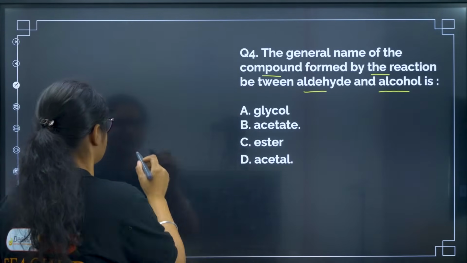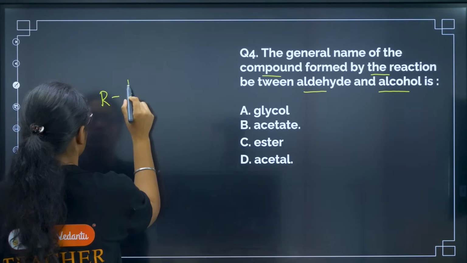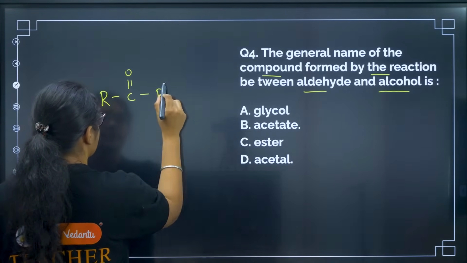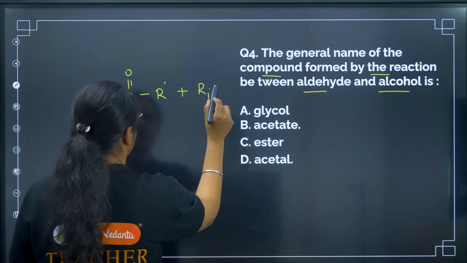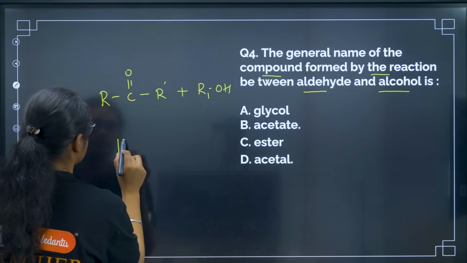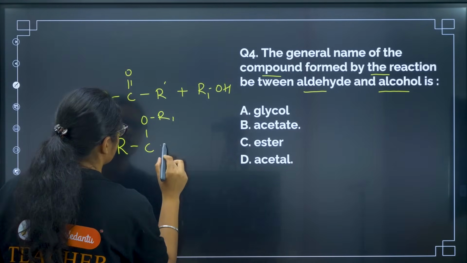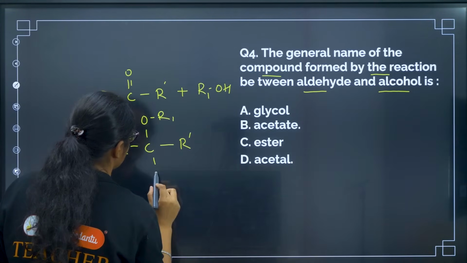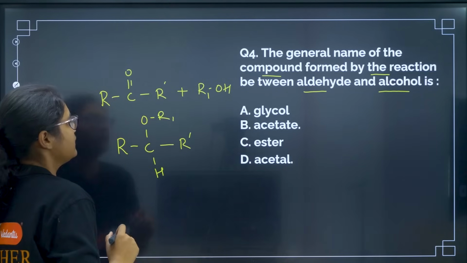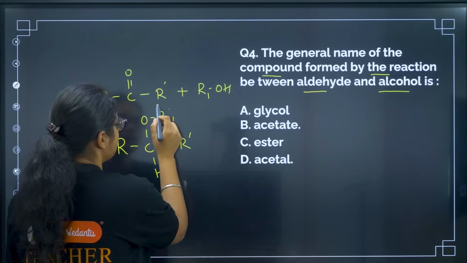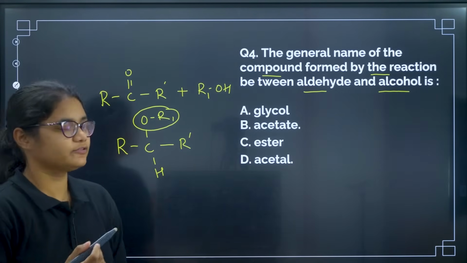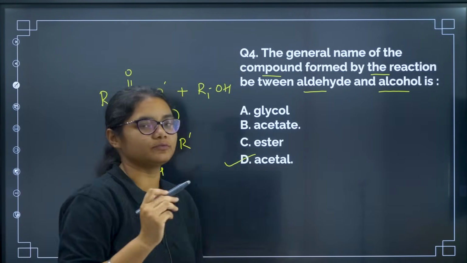So this one is like this. If you have any carbonyl compound, and then we treat it with any alcohol, we get this compound, RCOR' R'. Right? So now this part is your acetal form. So the correct answer for this question will be option number D.